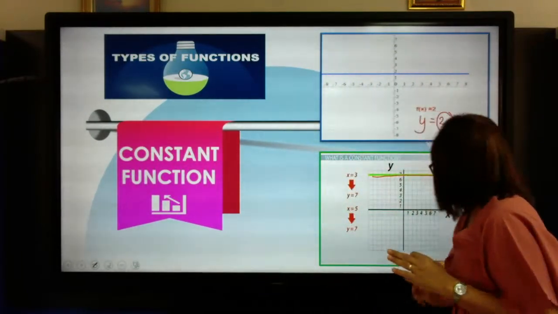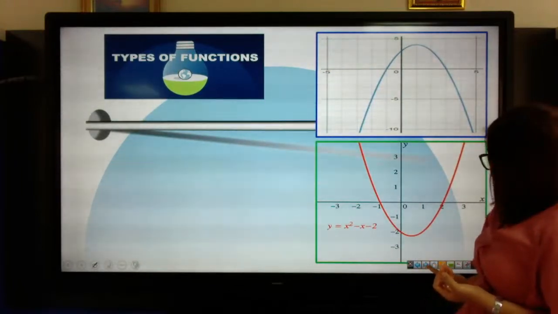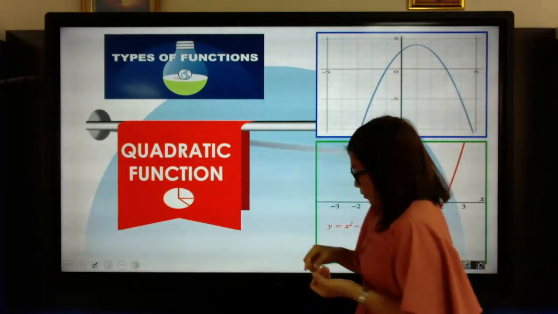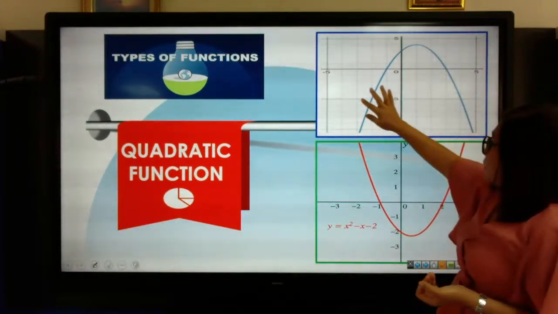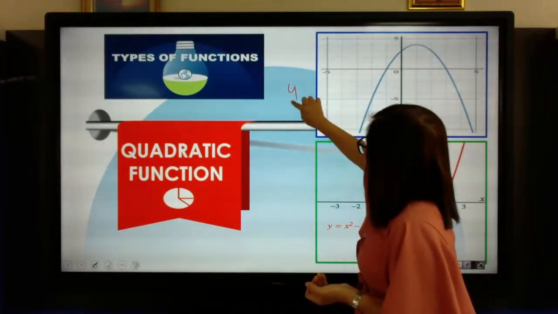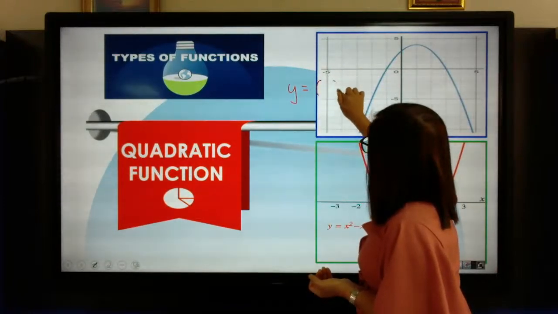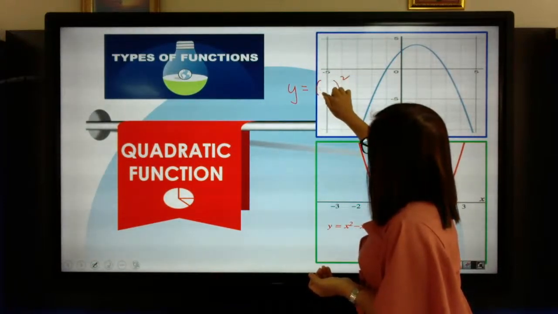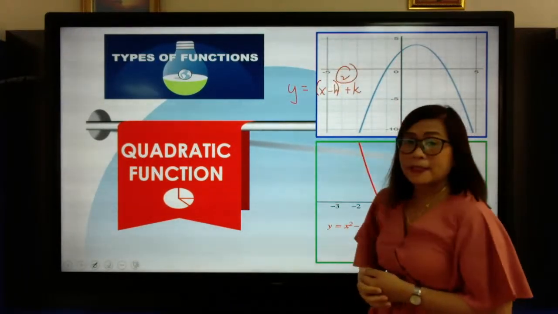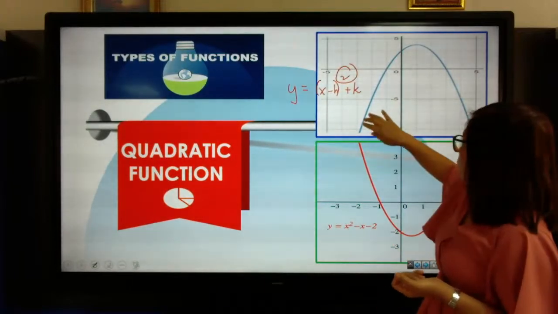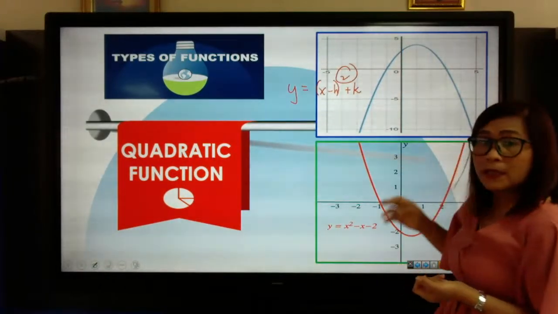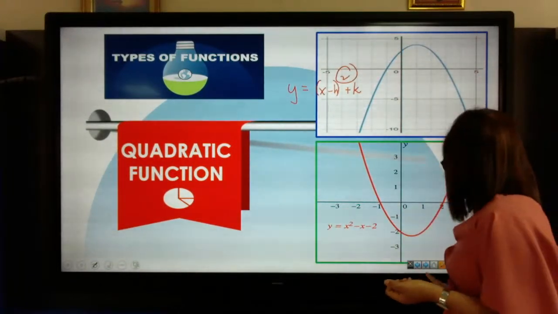Okay, for number 3. Number 3 is the quadratic function. Quadratic means the form of the equation is like this: y is equal to the quantity of something, x squared, plus k. It is quadratic because the exponent is 2. The graph of a quadratic function is a parabola facing down or facing up. So this is the third one.